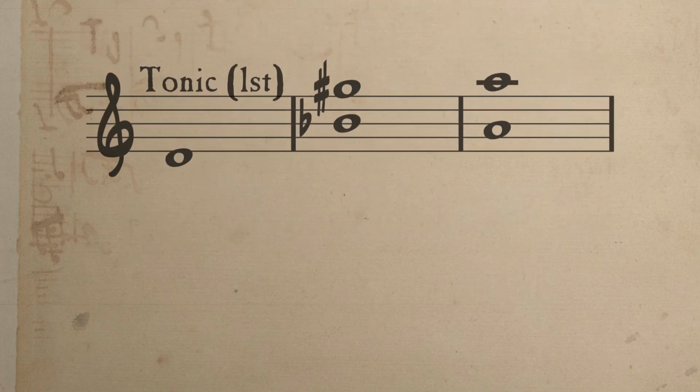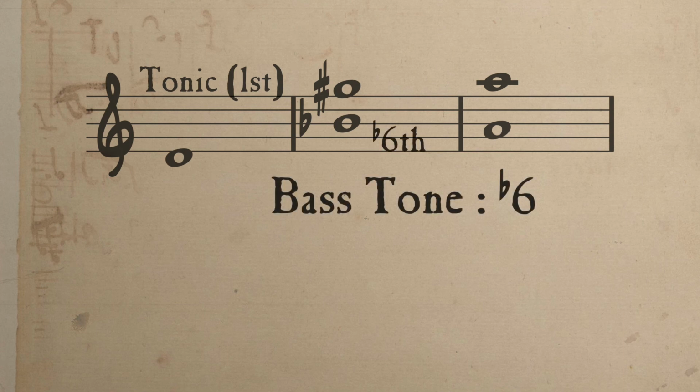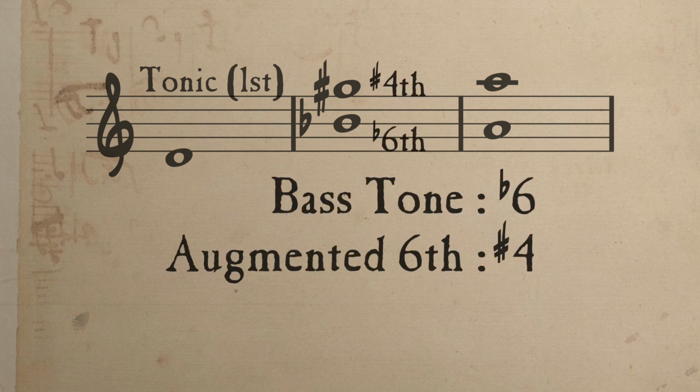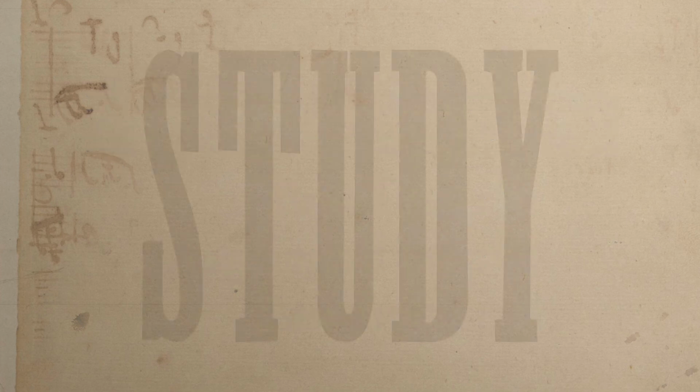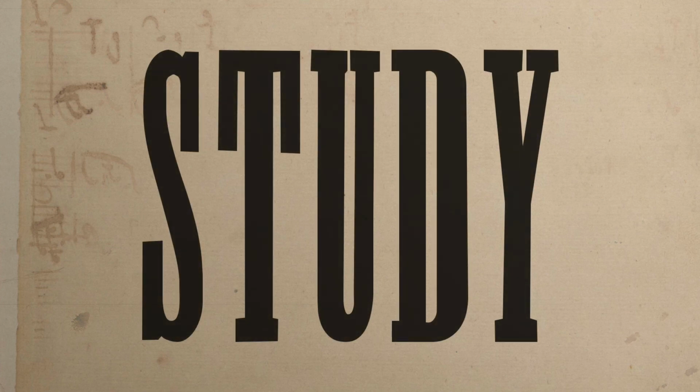When building the augmented sixth in a tonality, the bass tone will be the minor sixth scale degree, and the augmented sixth will be the augmented fourth scale degree. And these two tones will resolve to form an octave of the fifth scale degree. That's all there is to it. I recommend attempting to build the augmented sixth in a traditional manner in all 30 major and minor keys. If you do this, you'll pretty much be ready to face any augmented sixth in the future.